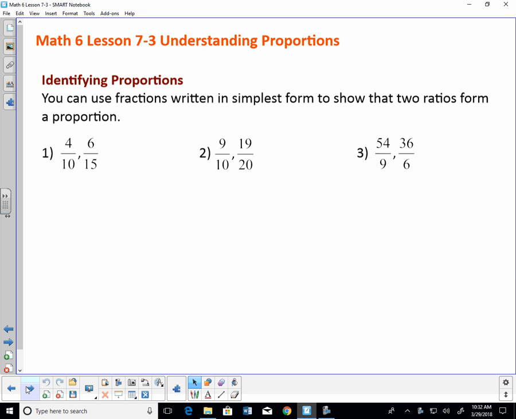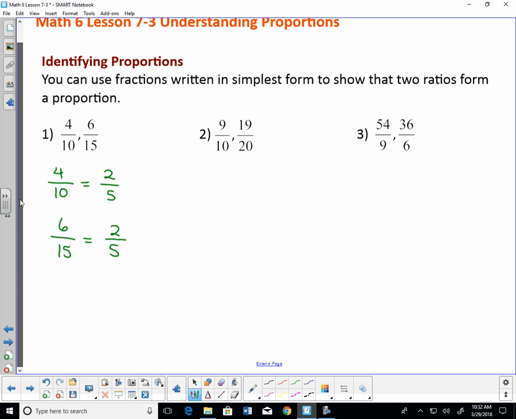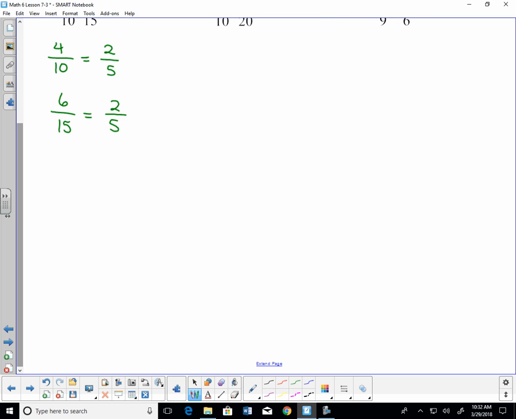You can use fractions written in simplest form to show that two ratios form a proportion. So if I give you the fractions 4/10 and 6/15, you can reduce them to lowest terms. 4/10, if I divide by 2, reduces to 2/5. 6/15, if I divide 6 and 15 by 3, becomes 2/5. So since each of the fractions reduces to 2/5, yes, 4/10 and 6/15 form a proportion.